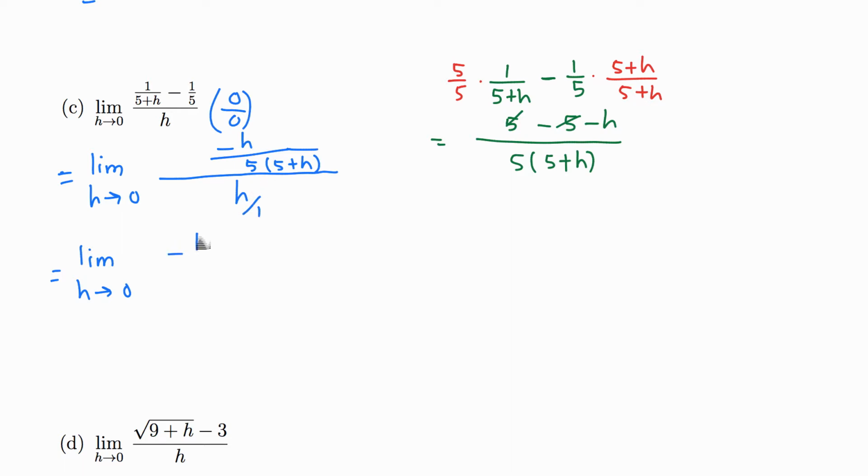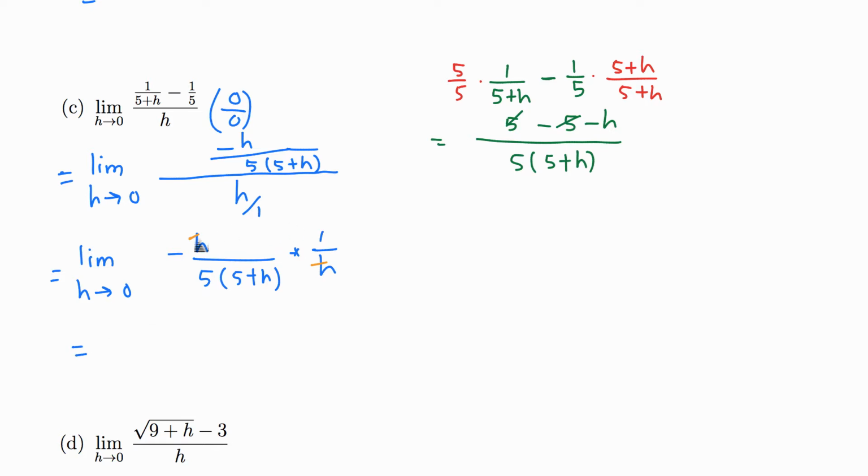So keep means keep the top fraction, -h over 5 plus h. Change this division into multiplication and flip. This is 1 over h. And you can see now this h on the top and h on the bottom cancel. Okay, that was the zero-making factor. Now we are good. Just plug in h equals 0.